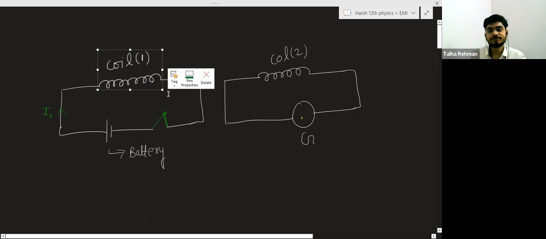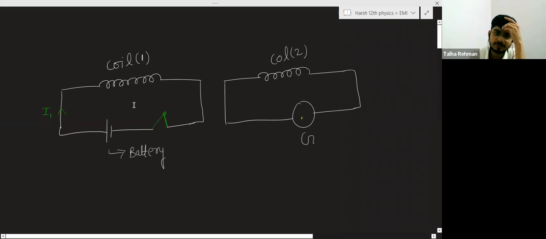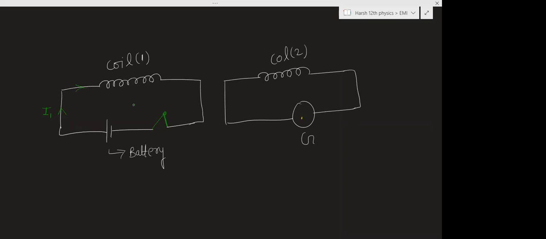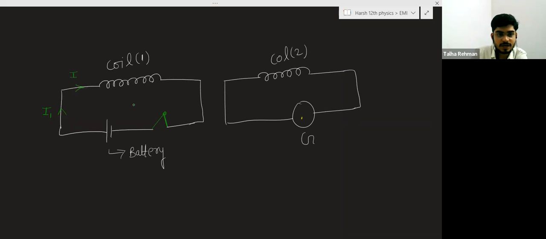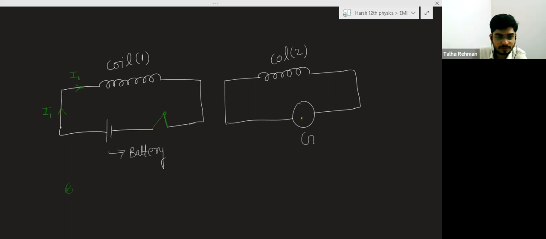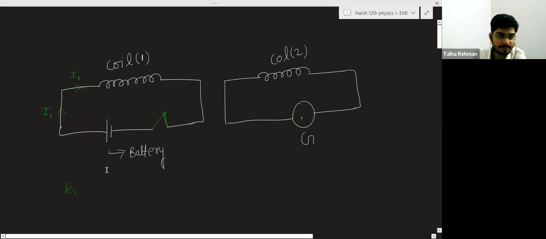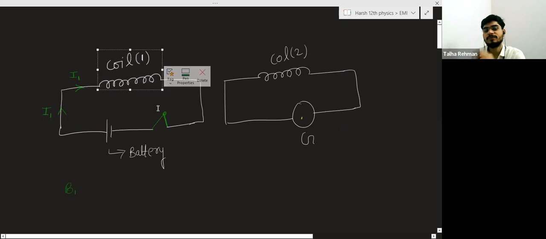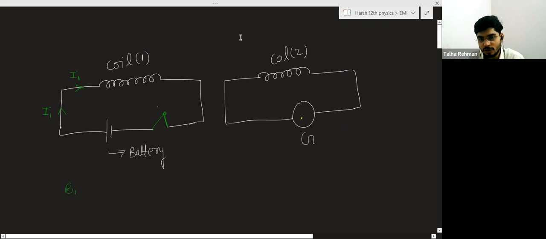This is a coil having current, so this coil will produce a magnetic field. Will this coil produce a magnetic field or not? Because this coil is carrying a current. Yes, it will produce because the key is closed. I1 is the current in this coil, so this coil will produce the magnetic field B1, the magnetic field due to coil 1. And the effect of this magnetic field will be on this coil also.